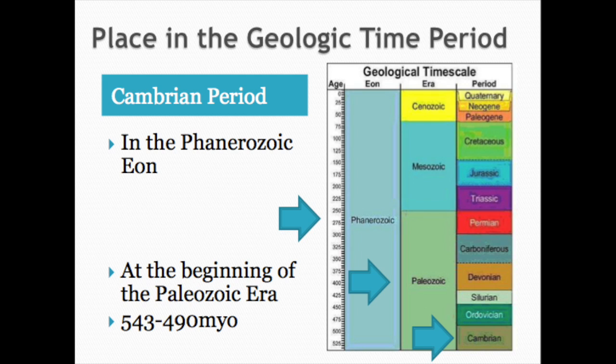Welcome to the Cambrian explosion. All of Earth's history is placed on the geologic time scale. The Cambrian period takes place between 543 and 490 million years ago in the Paleozoic era during the Phanerozoic eon.